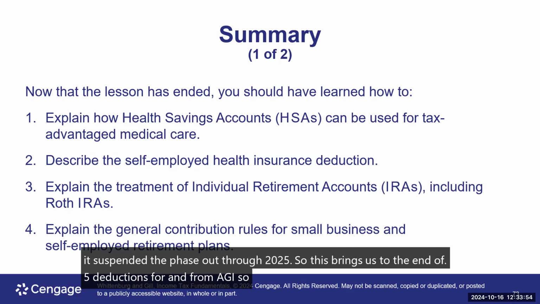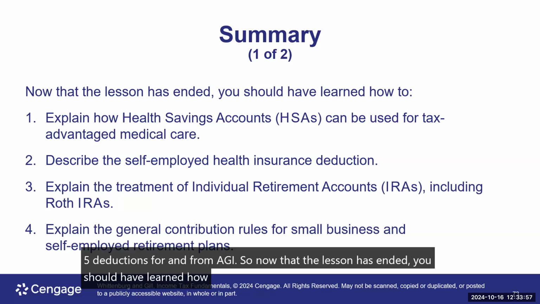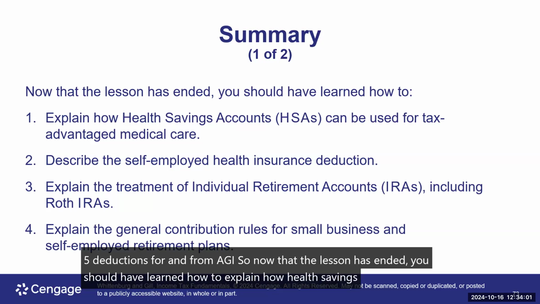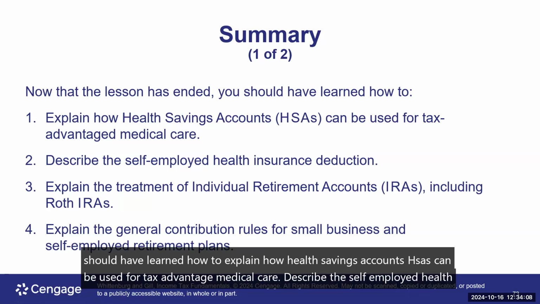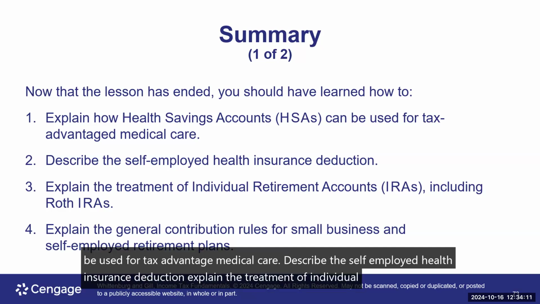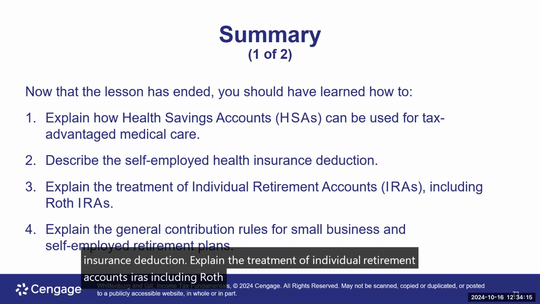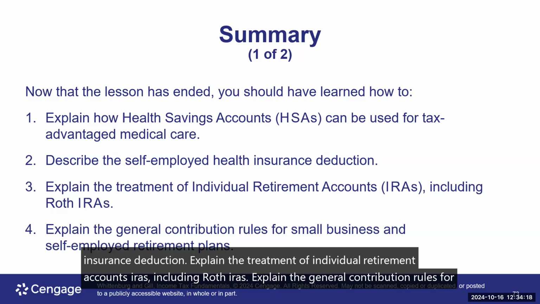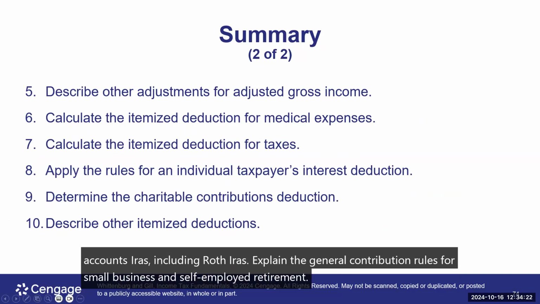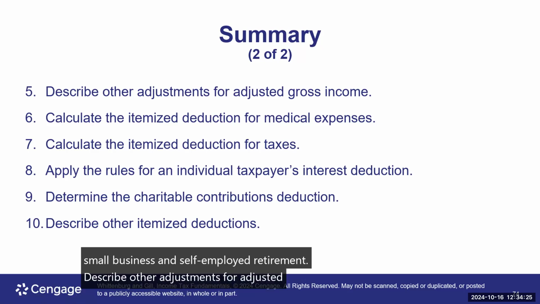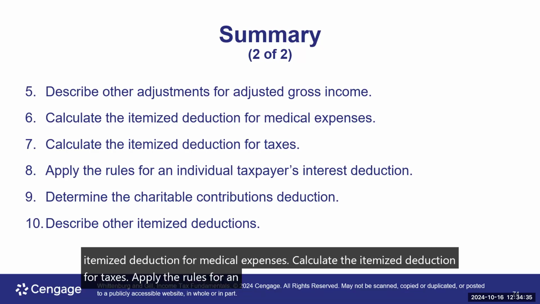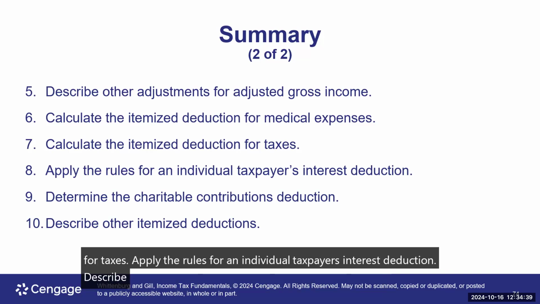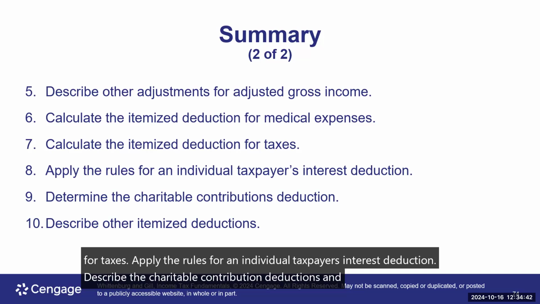Now that the lesson has ended, you should have learned how to explain how health savings accounts, HSAs, can be used for tax-advantaged medical care, describe the self-employed health insurance deduction, explain the treatment of individual retirement accounts, IRAs, including Roth IRAs, explain the general contribution rules for small business and self-employed retirement plans, describe other adjustments for adjusted gross income, calculate the itemized deduction for medical expenses, calculate the itemized deduction for taxes, apply the rules for an individual taxpayer's interest deduction, describe the charitable contribution deductions, and describe other itemized deductions.